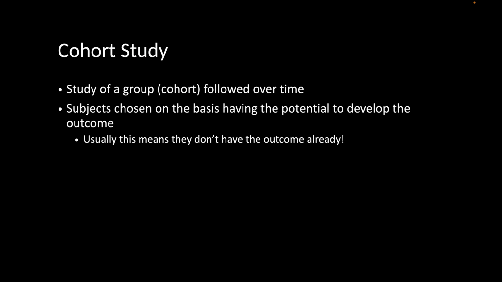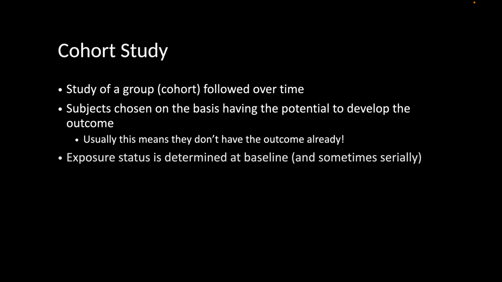But also, you have to start with people who actually don't have the outcome already. So in my example of risk factors for prostate cancer, you'd want to take people who have a prostate who don't have prostate cancer when you enroll them in the trial. Okay, so you get your group who could potentially have your outcome of interest, and then you measure their exposure status at the baseline, when you enroll them in the trial.